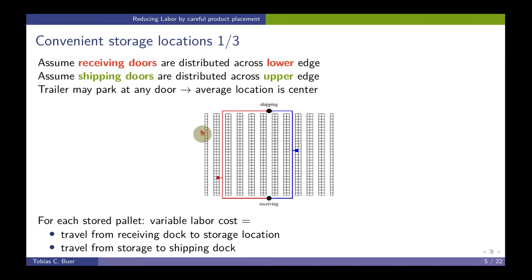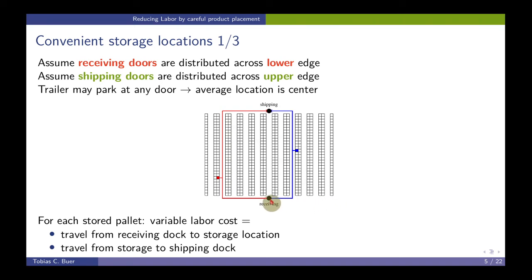This is a bird's eye view of a warehouse. We have here the racks where the pallets are stored, and the white spaces between the racks are the aisles where we can drive with our forklift. Now at the bottom of this drawing, we have the receiving doors, so the doors where the trucks park and bring our goods that should be stored inside the warehouse. And on the top side, we have the doors for the trucks that ship goods from the warehouse. So the goods are flowing into the warehouse from the bottom, and they leave the warehouse from the top.